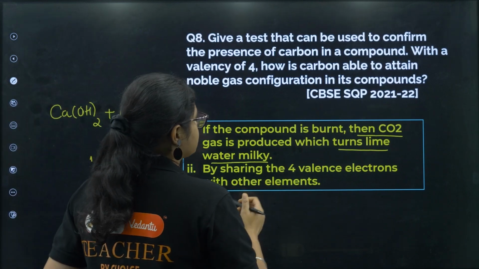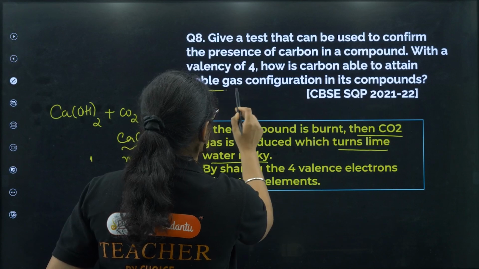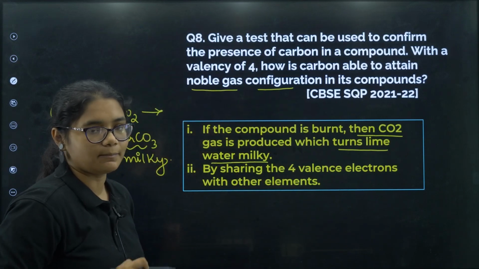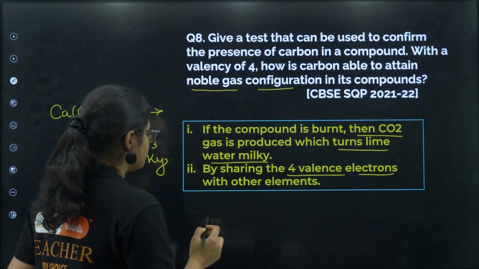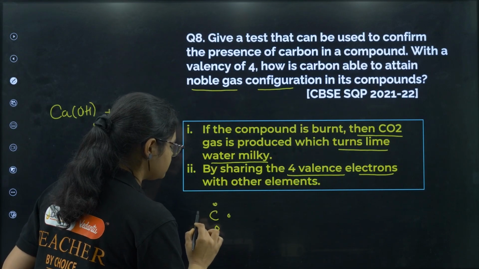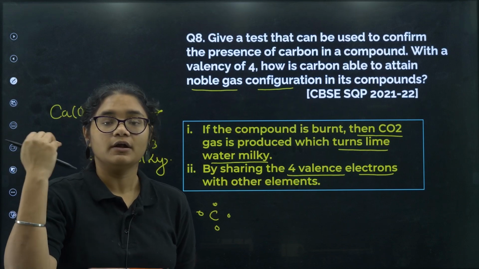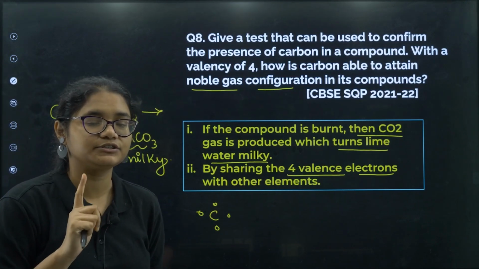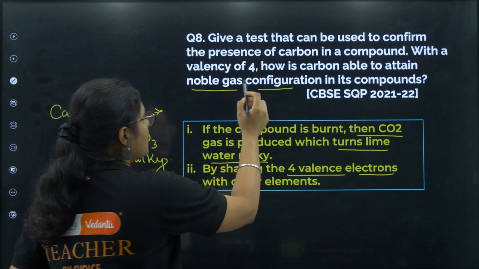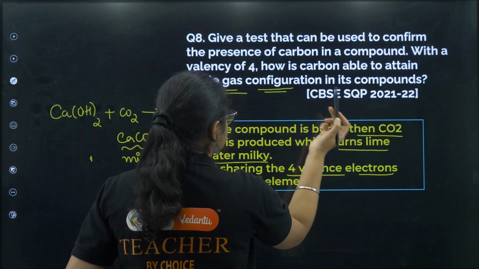Next, with a valency of 4, how is carbon able to attain the noble gas configuration in its compounds? Okay, so by sharing the 4 valence electrons. So carbon has 4 valence electrons, right? We just discussed in the last class why carbon cannot donate these 4 electrons or cannot gain 4 electrons, right? It can only share 4 electrons.